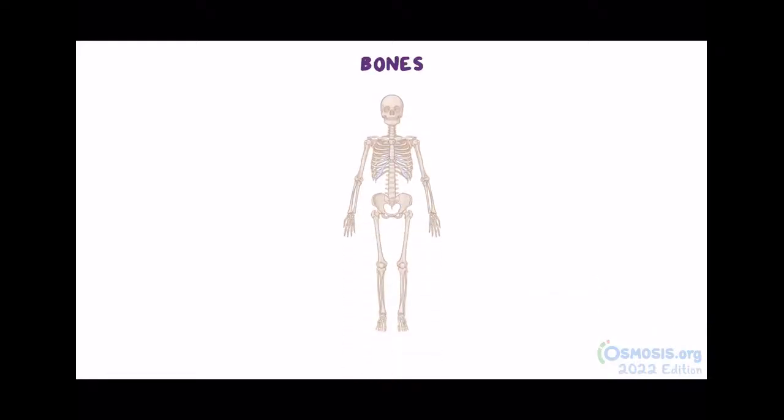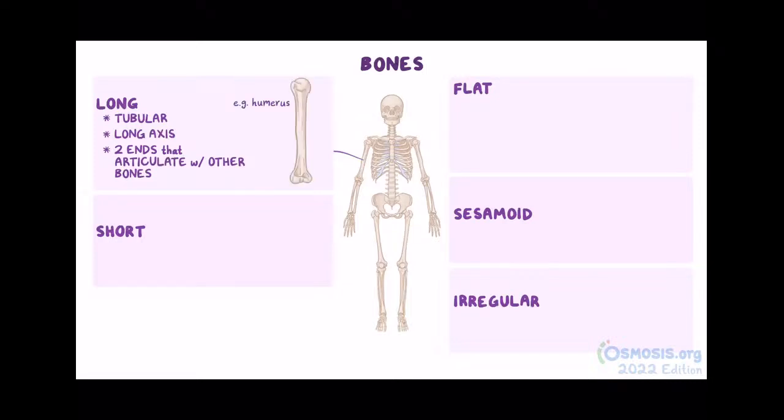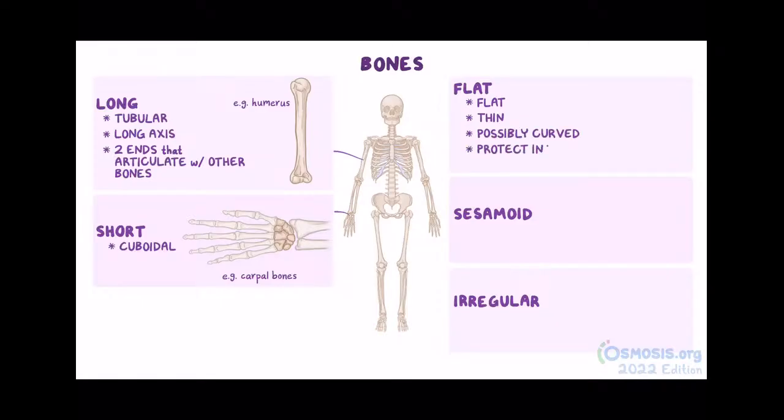Now, bones of the axial and appendicular skeletons are further classified based on their shape as long, short, flat, sesamoid, and irregular bones. Let's start with long bones, which are tubular in shape, have a long axis, and usually 2 ends that articulate with other bones. An example is the humerus of the upper arm. Short bones, on the other hand, are cuboidal in shape, and examples include the carpal bones of the wrist. Next are flat bones, which are flat, thin, and possibly curved bones that usually protect internal organs. An example of flat bones are the cranial bones that protect the brain.